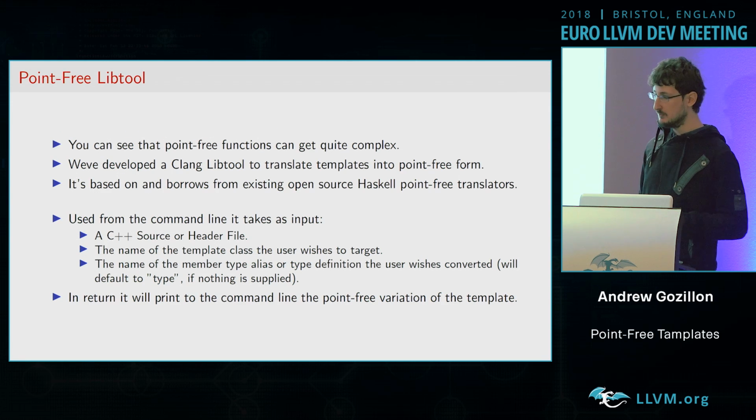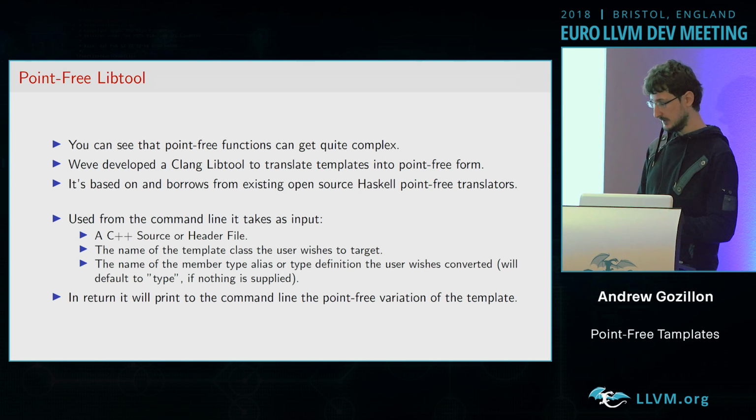From this you can kind of see that point-free functions are actually a little bit complex. You wouldn't really want to write them by hand to an extent. So this is kind of where Clang comes in. We developed a Clang LibTool that basically takes a pointful template and converts it to a point-free template. It's actually based on existing pointful to point-free translators in Haskell.